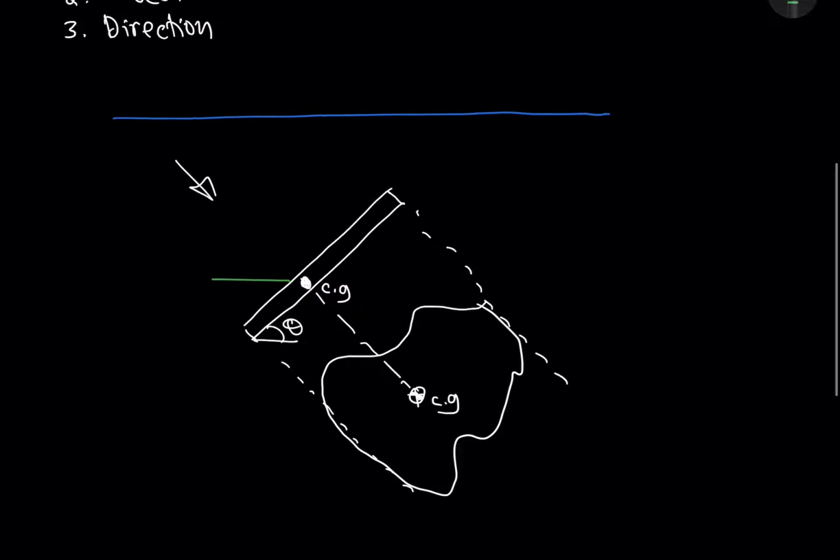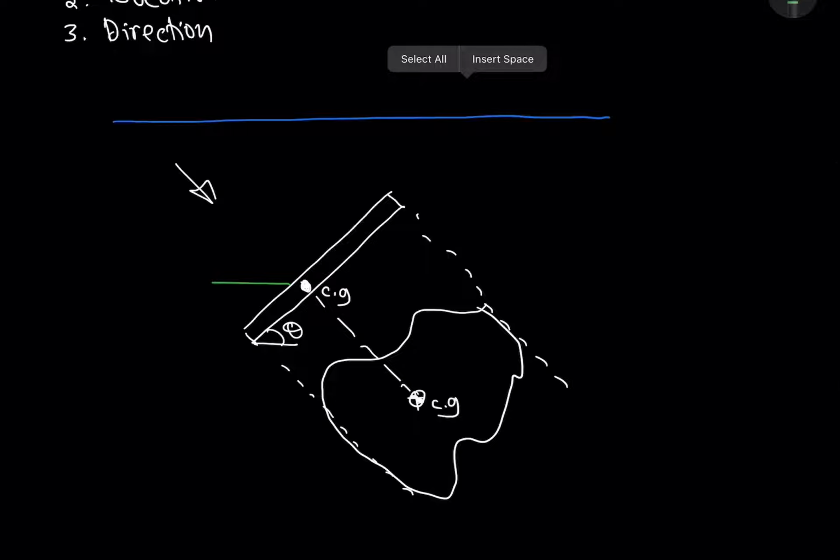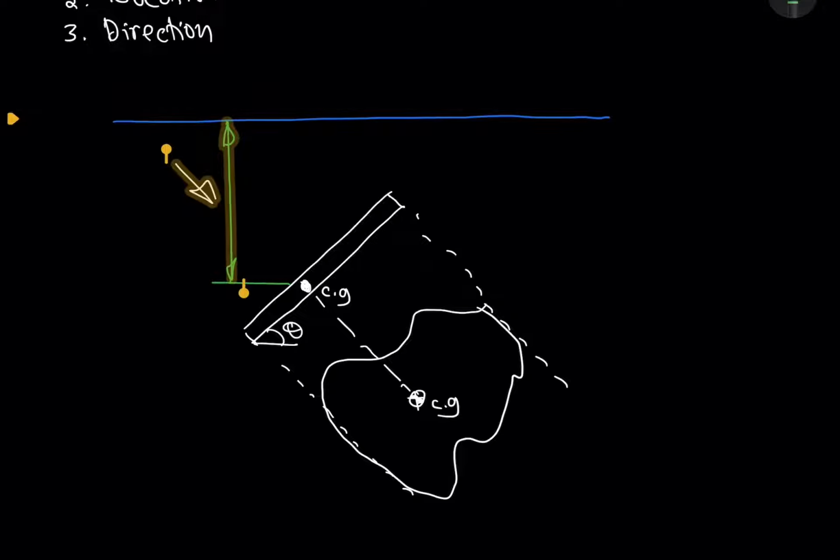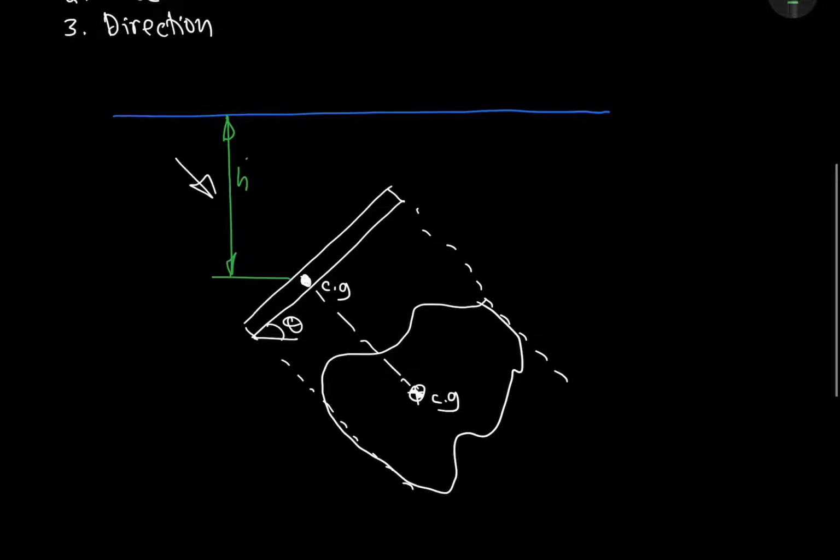Let's make the assumption: the distance from the CG, when you measure it vertically, we call it h bar. Write it as h bar there.